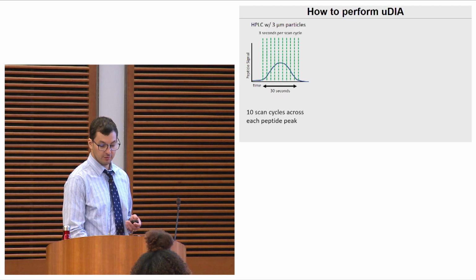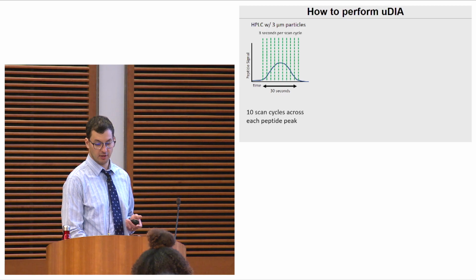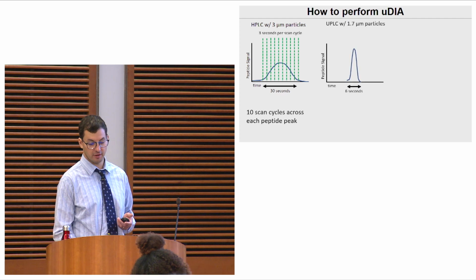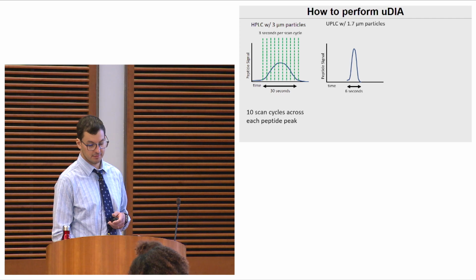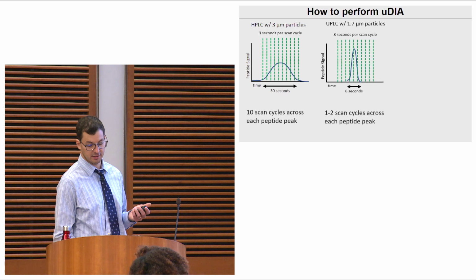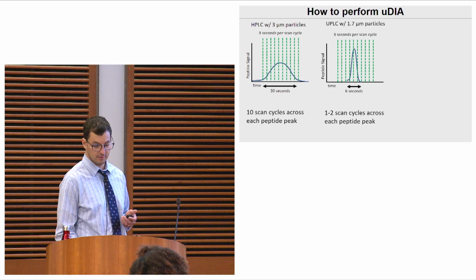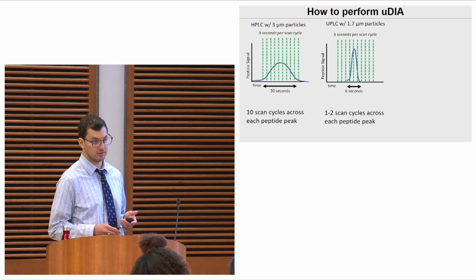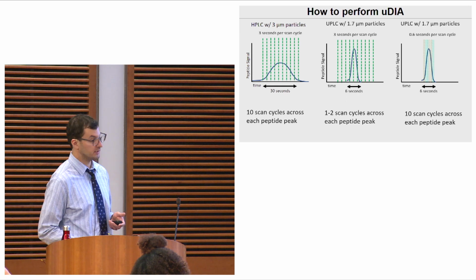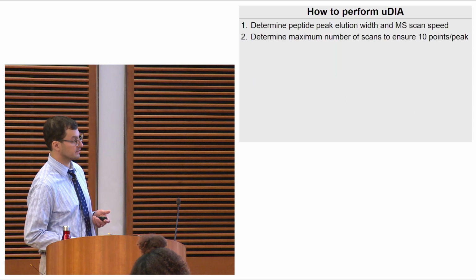However, if you have UPLC and you're using sub-2-micron C18 particles, then your peptide peak width is going to be a lot more narrow and a little bit taller, sometimes 6 seconds or less. So if we use the same 3-second scan cycle to try and collect data on this peak, we'd be lucky if we got 2 points across that peak. So when we decrease our peak width, we also need to decrease our MS scan cycle time. In this case, we would need to use a scan cycle time of about 0.6 seconds.